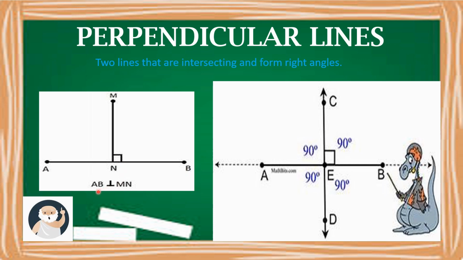So we can say that line segment AB is perpendicular to line segment MN, or line segment MN is perpendicular to line segment AB. Take note of the symbol for perpendicularity, inverted T.